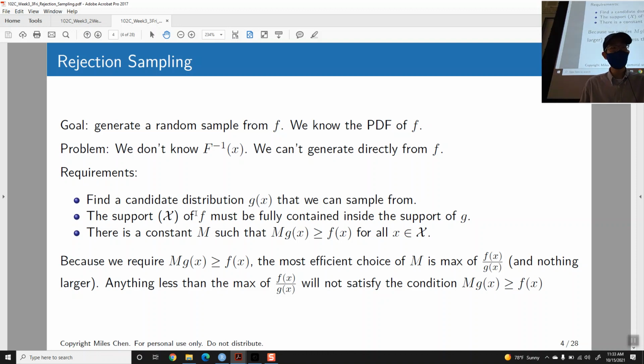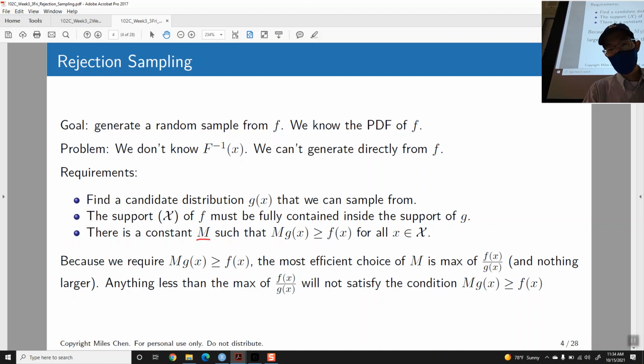You can't have g equals 0 in some region where f is able to generate values. So that part is also required. And then there's another requirement that there is a finite constant m such that m times g of x is greater than or equal to f of x for all x's inside the support.